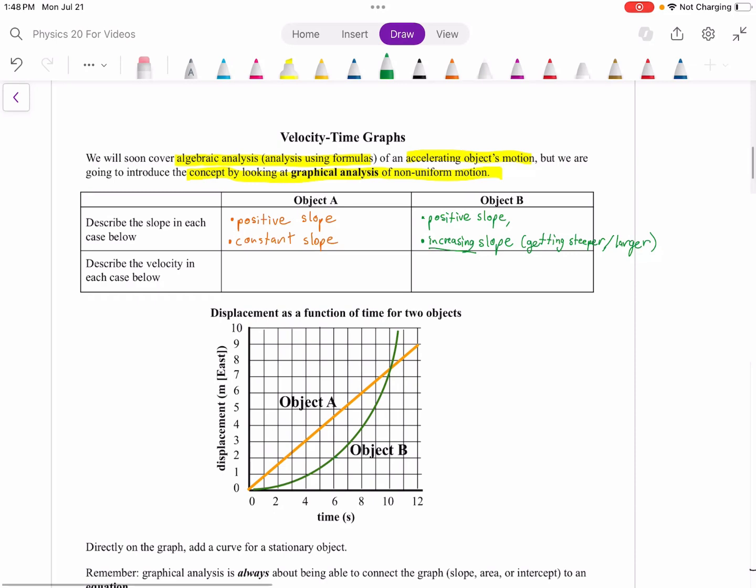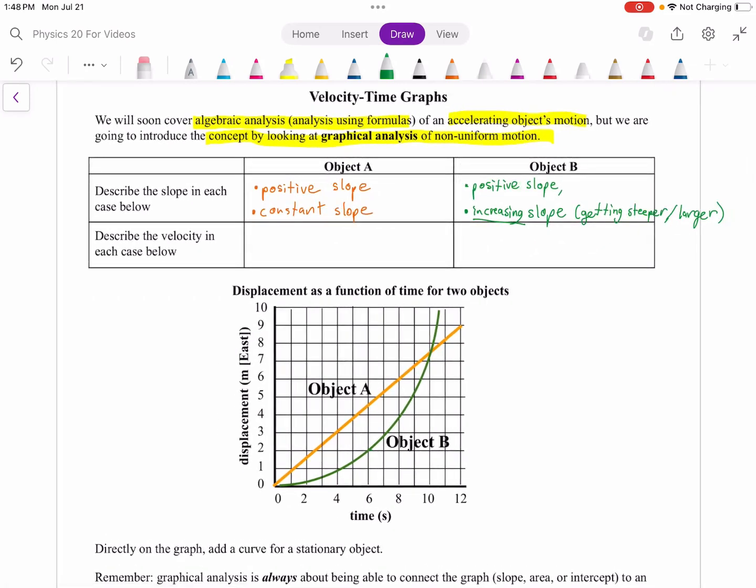Okay, now let's switch those physics brains fully back on and think about what is happening to these objects' motion as it asks us to describe their velocity. Now notice we have a displacement as a function of time graph. So displacement is on our y-axis, time is on our x-axis. And that means that what a rise really represents on this graph is a change in the object's displacement, as we did in the previous lessons. So for example, after 4 seconds, it's gone about 3 meters to the east. And a run is a change in time.